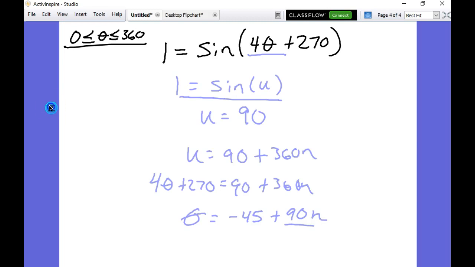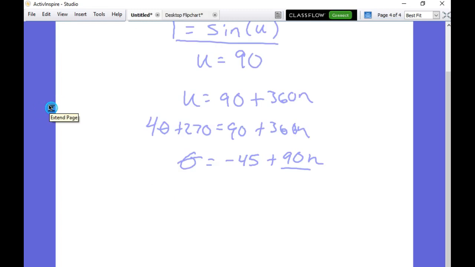And then when we go through and we plug in all the numbers that we can, we should end up with the following solutions. 45, 135, 225. Am I right? Yeah. And 315. So you end up with 4 answers. And that's it.